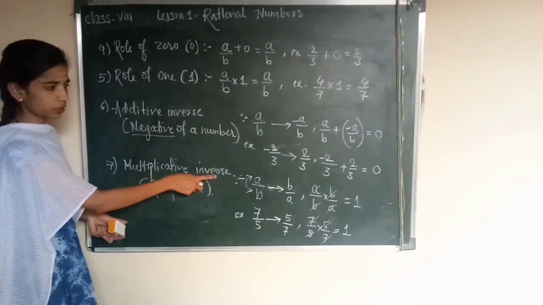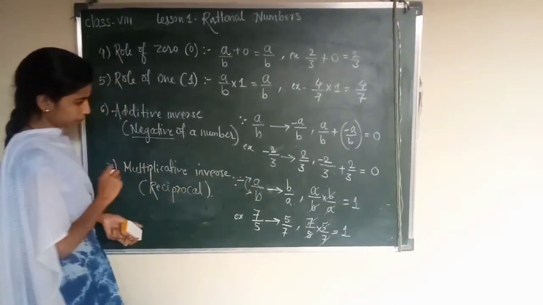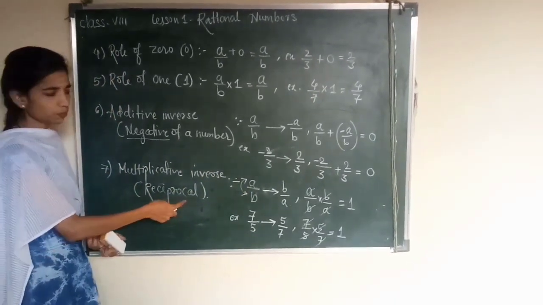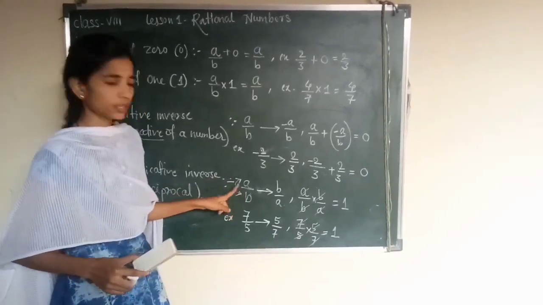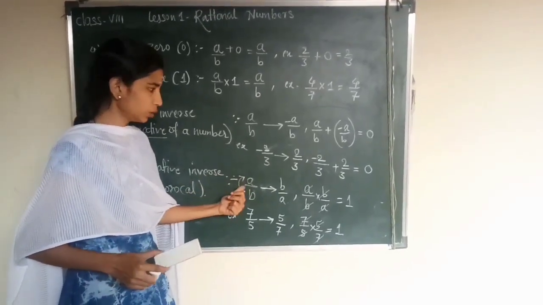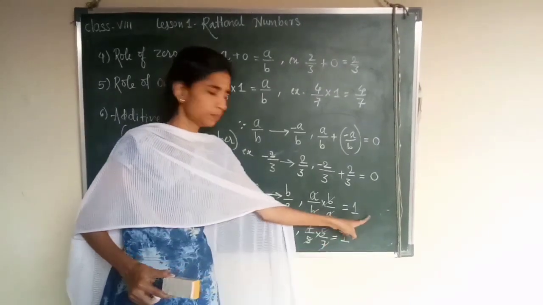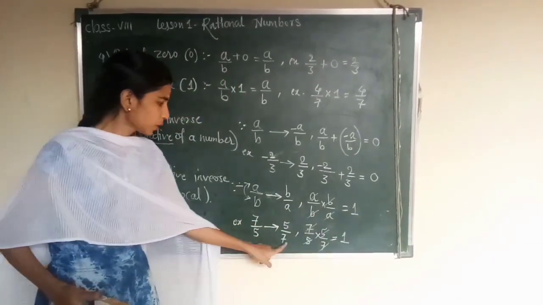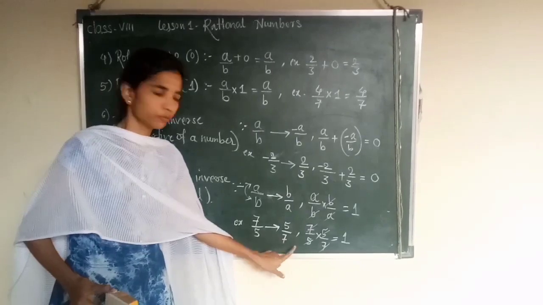And what is multiplicative inverse? Multiplicative inverse means reciprocal, changing numerator to denominator and denominator to numerator. Their product must be 1. Then we can say that those are multiplicative inverses of each other.